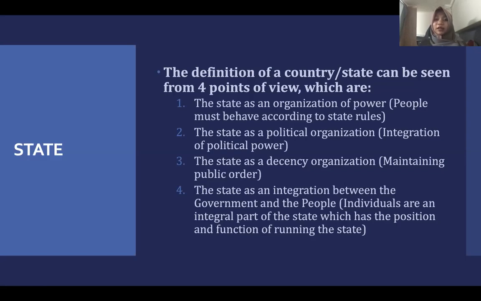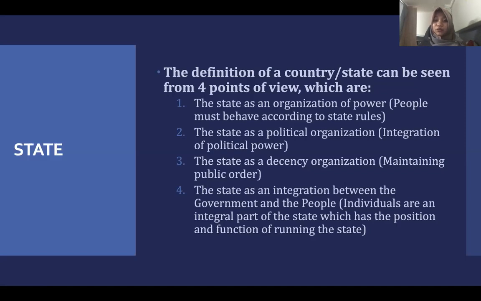Second, the state as a political organization, which means the integration of political power. The third one, the state is a decency organization. It means that the state has to maintain public order and the public necessities society needs. I mean, like people now need jobs, or people now need welfare.